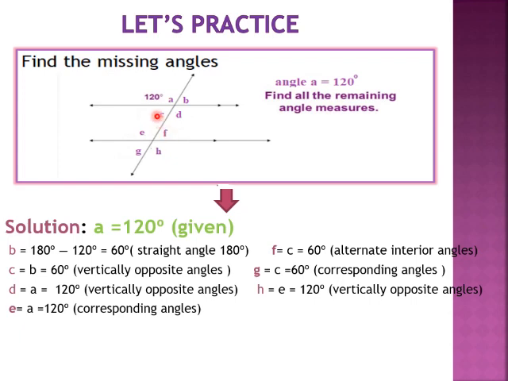F is equal to C in the form of a Z-shaped letter. Then F is equal to 60 degrees. G is equal to C. They form an F-shaped letter, corresponding angles. Then G is equal to 60 degrees. As for H, it's equal to E, vertically opposite angles. Then H is equal to 120 degrees.